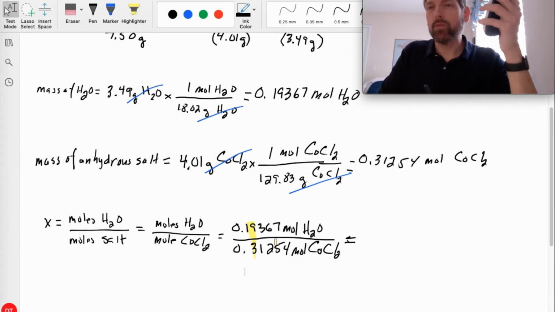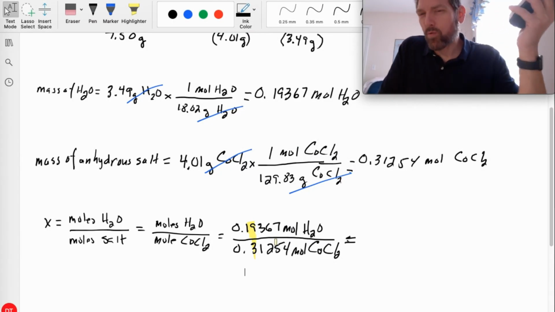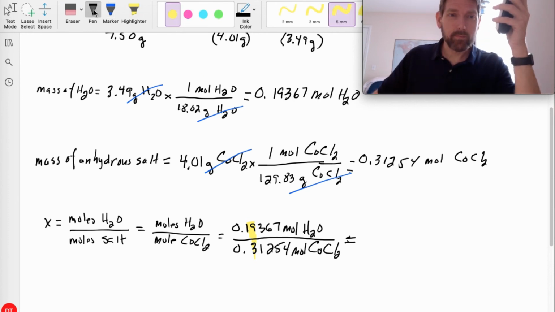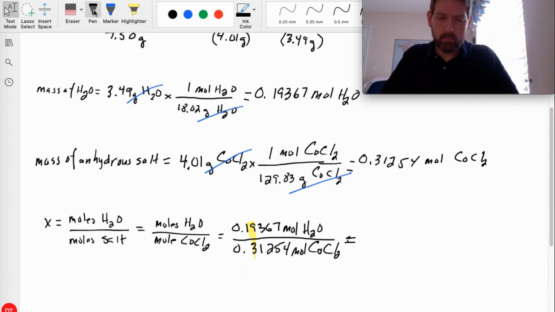And that means that we're going to wind up with something that's somewhere around 6, according to these numbers, right? So let's see what happens. Let me see, 0.19367 divided by 0.31254. All right.